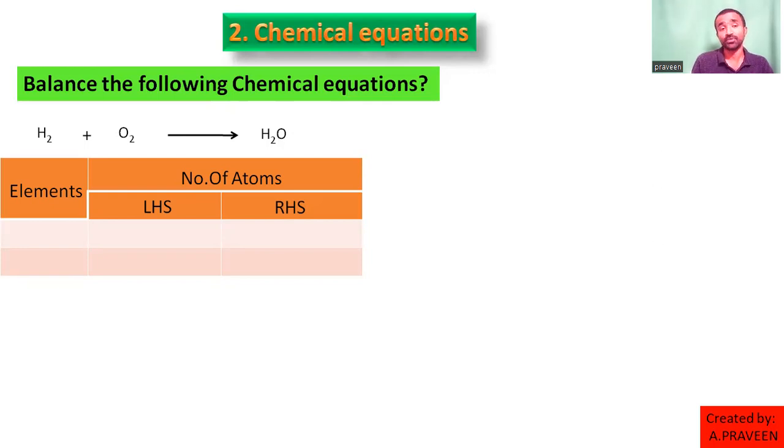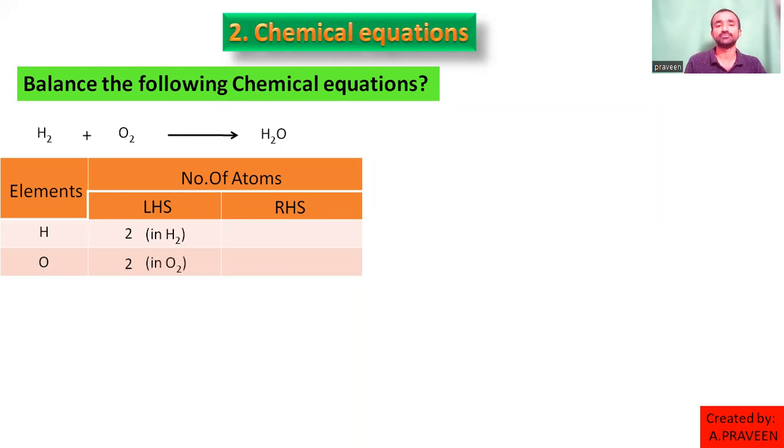Next, what to do? Note down the individual atoms, hydrogen and oxygen. Then hydrogen count is 2, available in H2 especially. You can give the location also, to avoid confusion about where you observed that number of elements. Next, the oxygen count, which we observe on the LHS, especially in the O2.